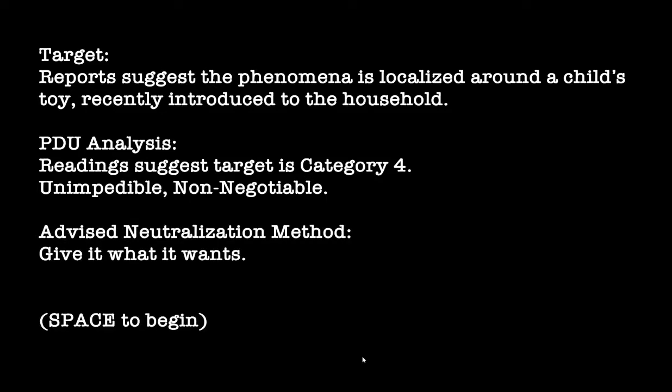PDU analysis. Reading suggests target is category 4. Oh my god. It's a category 4. Unimpedable. Non-negotiable. Advised neutralisation method: give it what it wants. Space to begin. Let's go.